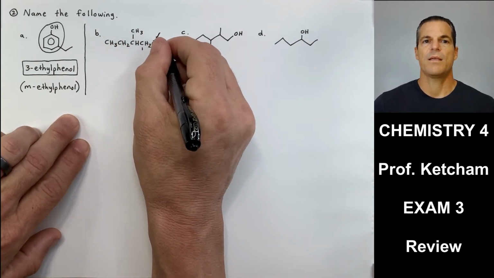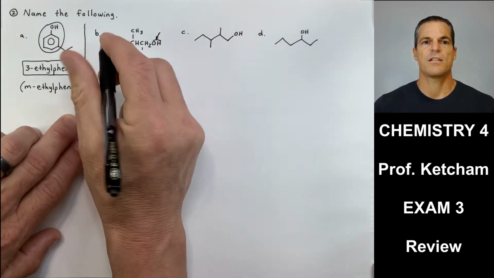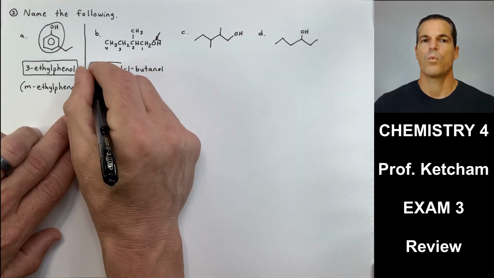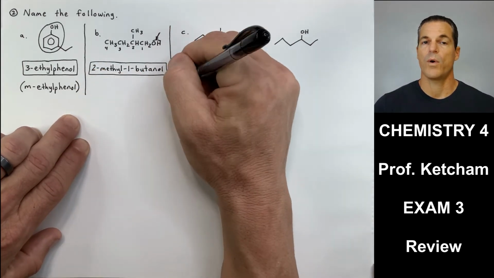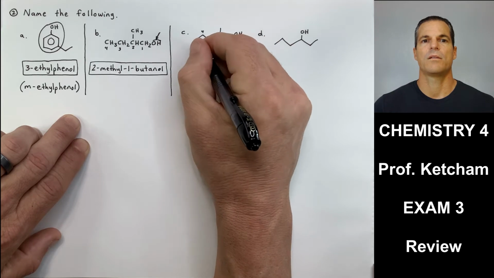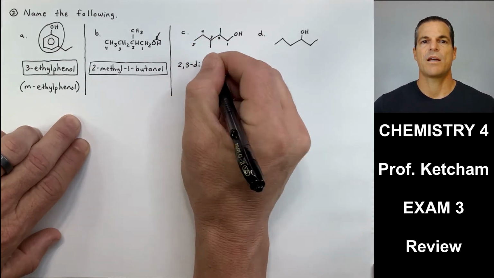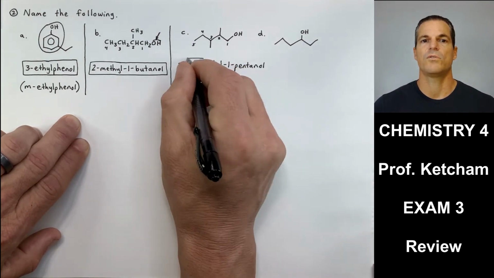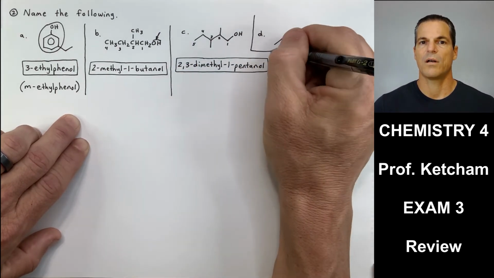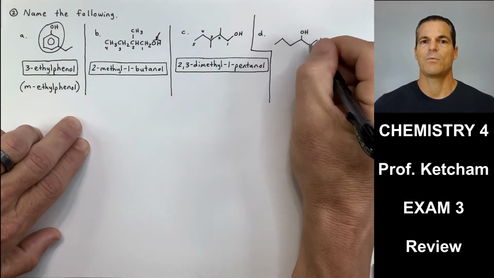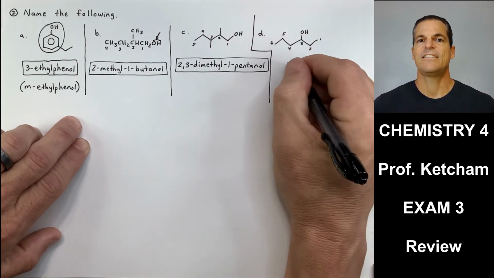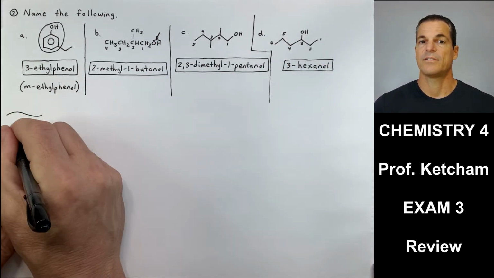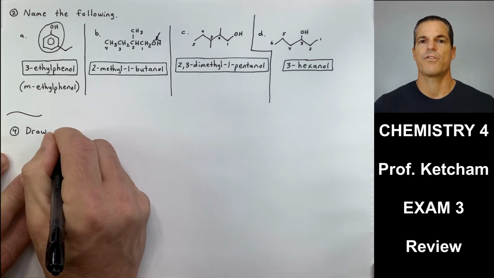B, we number from the end nearest the OH. This is going to make the branch 2, 2-methyl-1-butanol. I have to put the 1 in there because I have to tell you where the OH is attached. It's attached to carbon 1. For C, obviously I begin my numbering from the far right where the O is. That makes my branches 2, 3. So 2,3-dimethyl-1-pentanol. The 1 is because I have to tell you where the OH is. In D, there's many ways I could have had an OH on D. It happens to be on carbon 3, so I call it 3-hexanol.